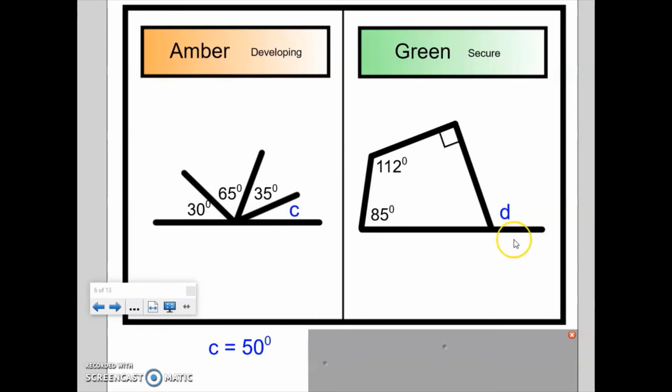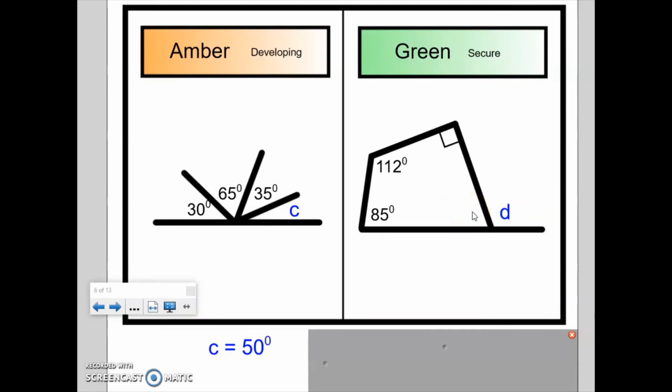If we look at the green question, I've got a quadrilateral here. So at first I'm going to try and work out this angle here. I'm going to add together 90 because this represents a right angle, 112 and 85, which comes to 287. I'm going to use this total and subtract it from 360 to work out this angle here. This angle here would therefore be 73 degrees.